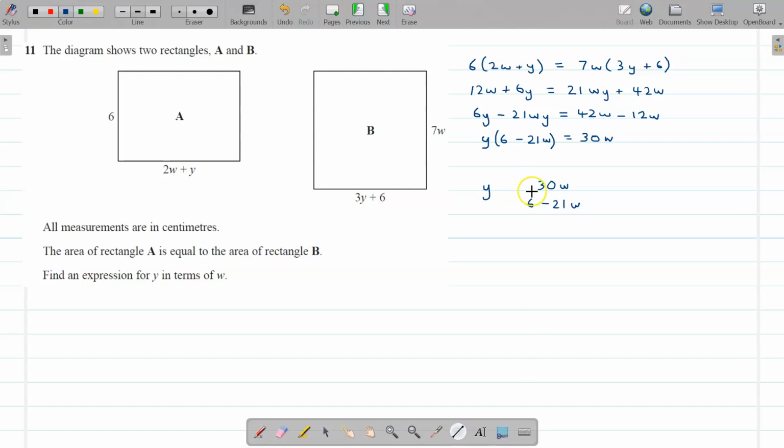Now in fact they accept that answer, but it can be simplified because of course both the numerator and denominator have a common factor of 3. So you could also write it as 10w over 2 minus 7w, which is actually better, but they will accept either of those in the answer. Okay, next question.